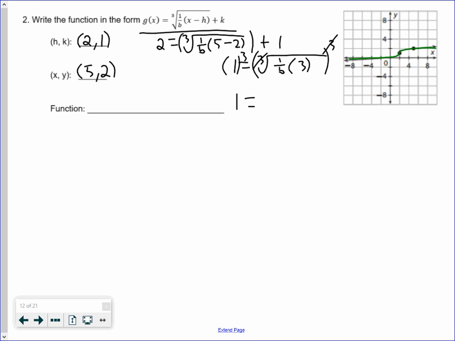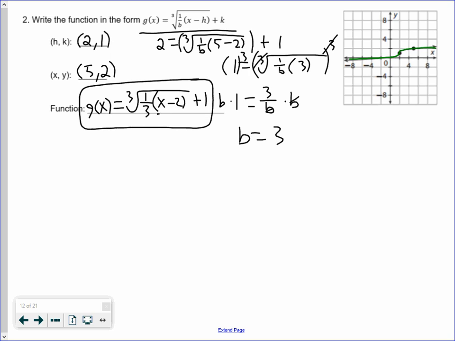And we're left with 1 over b times 3, or just 3 over b. Now we're going to multiply both sides by b. The b's cancel, and we're left with b equals 3. So our b is 3. All we need to do now is put it into our equation. So g of x will equal the cube root of 1 over b, so 1 over 3, times x minus h of 2, plus our k value of 1.